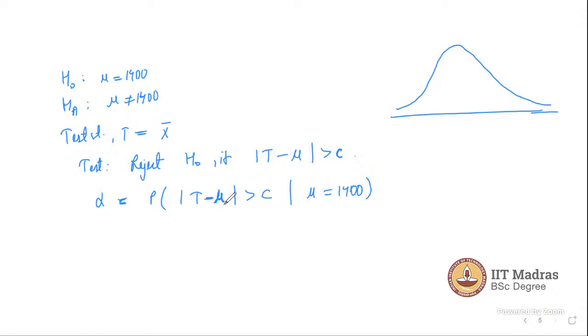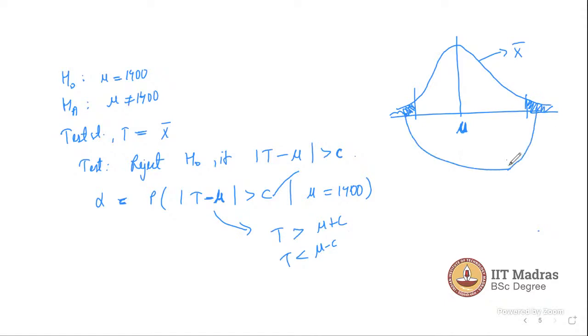So why do we not subtract mu from here? This is what you want to know. Let's say this is a distribution of X bar and this is your mu. Now this is a two-sided test, a two-tail test. If you evaluate this, you will get T greater than mu plus C and T less than mu minus C. Basically, what is alpha?